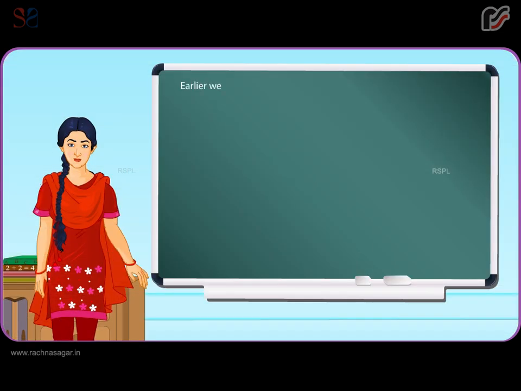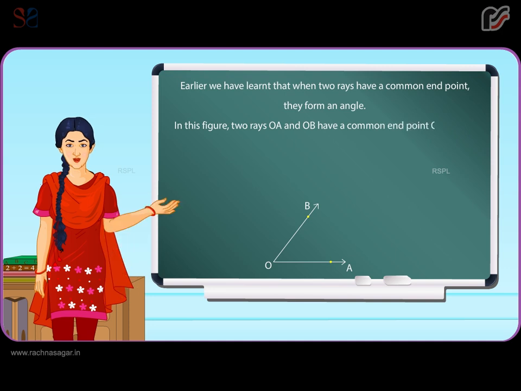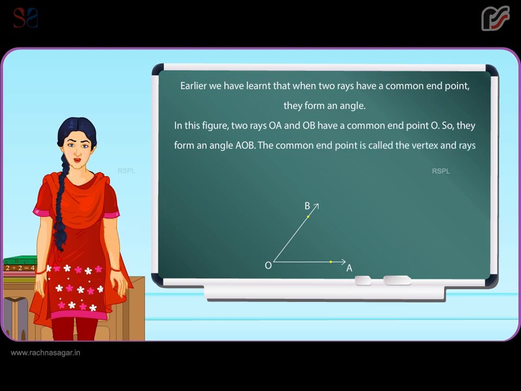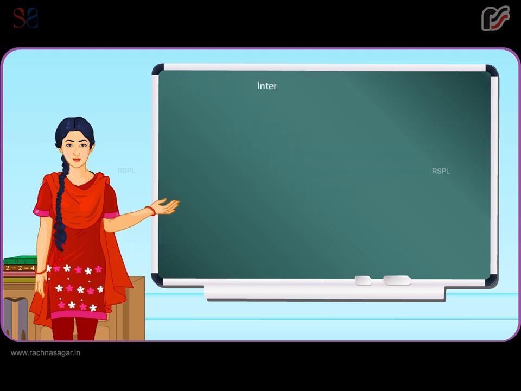Angles. Earlier we have learned that when two rays have a common endpoint, they form an angle. In this figure, two rays OA and OB have a common endpoint, O. So, they form an angle AOB. The common endpoint is called the vertex, and rays OA and OB are called the arms of the angle. Remember, while naming the angle, the vertex is always in the center.